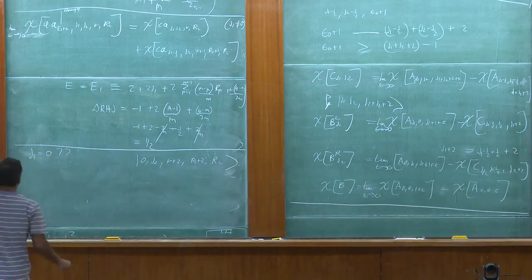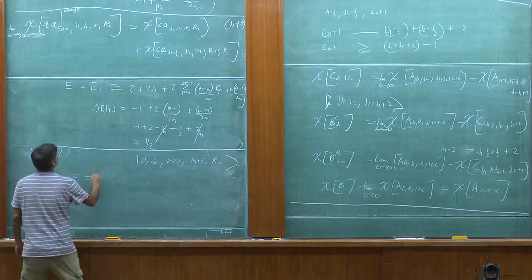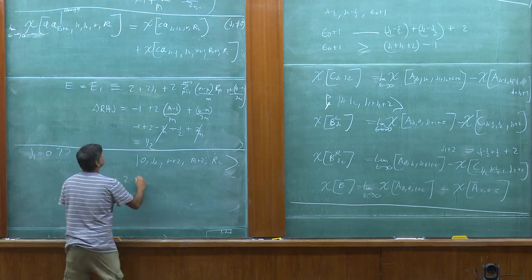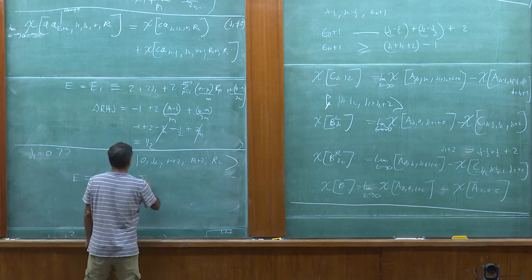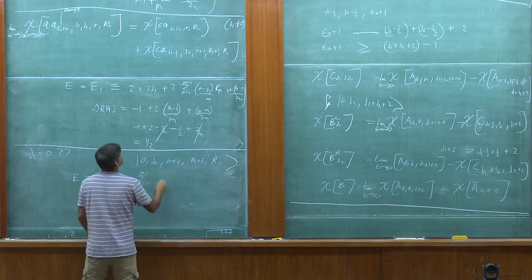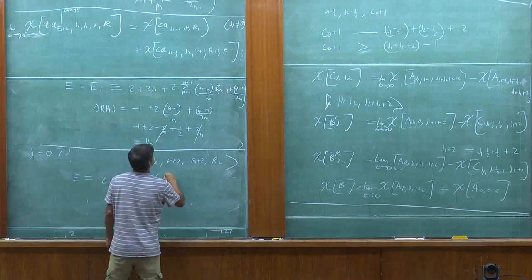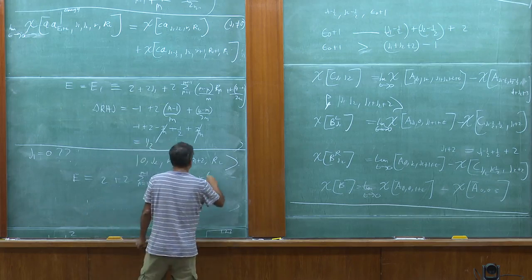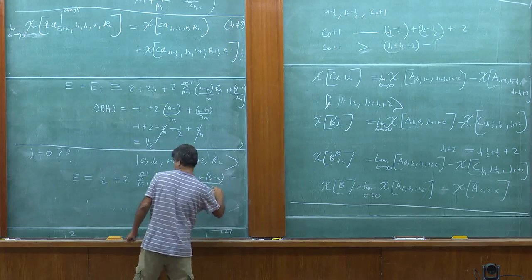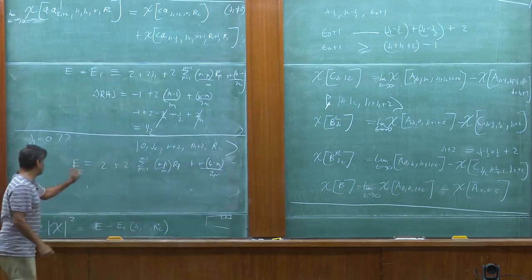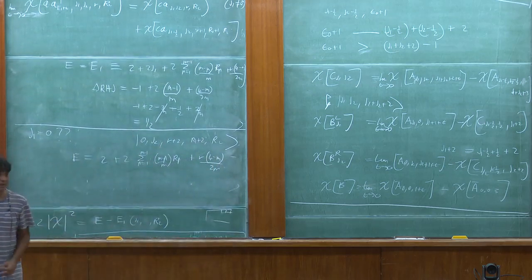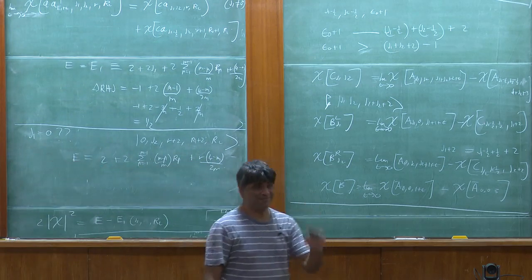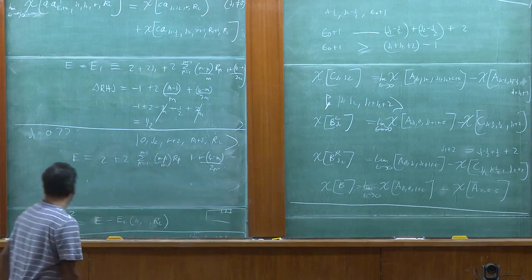So E was equal to 2 plus 0 plus 2 into this. This was true of the primary. Now the null state, left-hand side is increased by 1: half plus half, so 1.